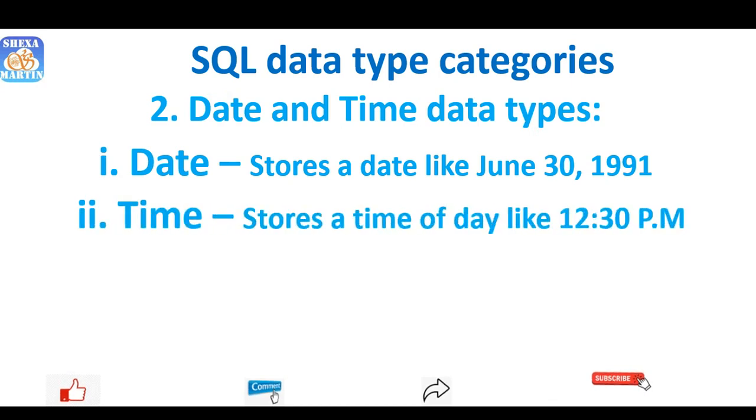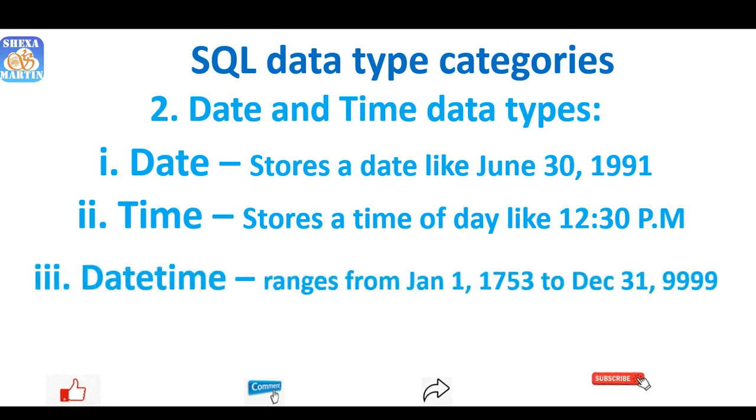And then time stores a time, any time of the day. For example, 12:30 p.m., 11:55 a.m. or whatever the time. It takes only time. And then we have the date time data type. So date time ranges from January 1, 1753 up to December 31, 9999.